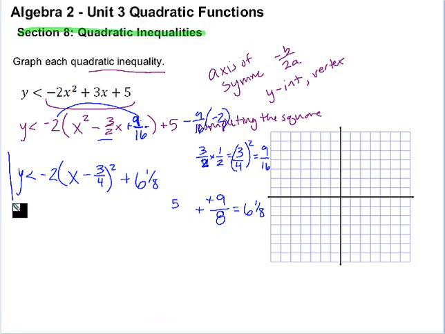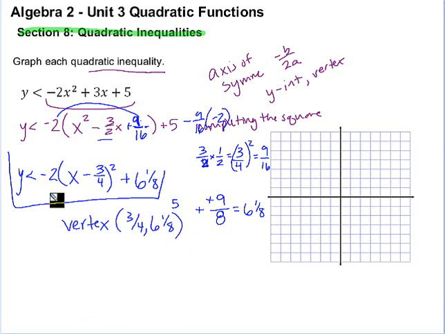So here is our equation written in vertex form. So from here we can clearly see that our vertex is at 3/4 and 6 1/8. From the negative 2, we can see that our parabola opens downwards. So we'll put our vertex at positive 3/4 and then positive 6 1/8. It's about there, and this is going to be an approximation.